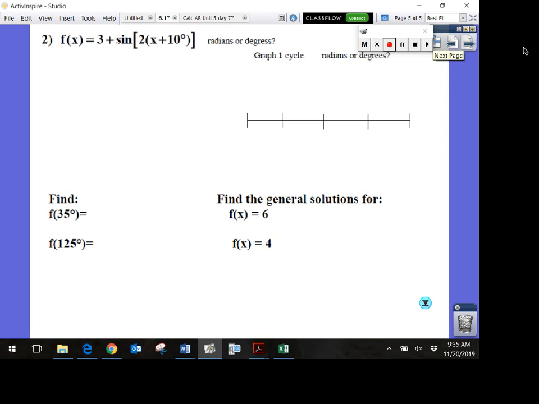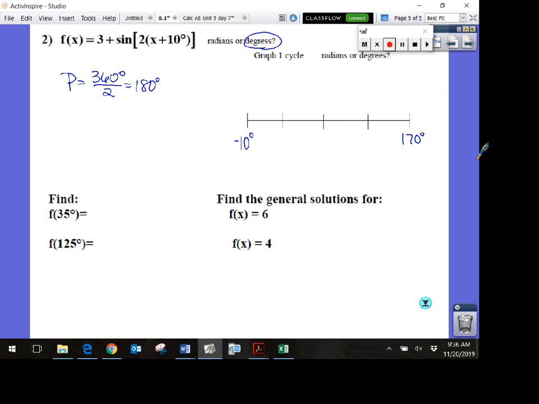All right, another one to graph. So degrees or radians. Hopefully it's very apparent. There's a degree symbol, so we're going to use degrees. It says graph 1 cycle. So we start with the C value. That's the opposite, so that's -10 degrees. We always need to find our period. Our period is going to be 360 over B, so 180 degrees. So from -10, we add 180, which takes us to 170.